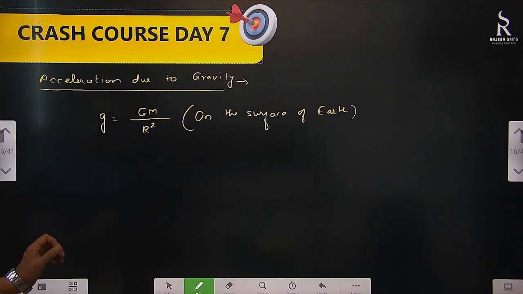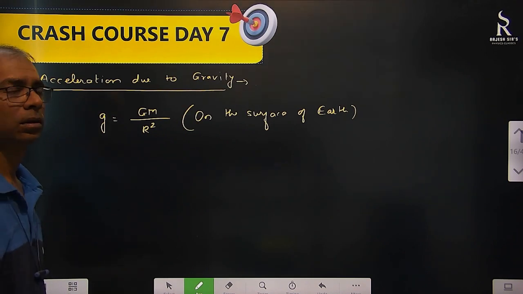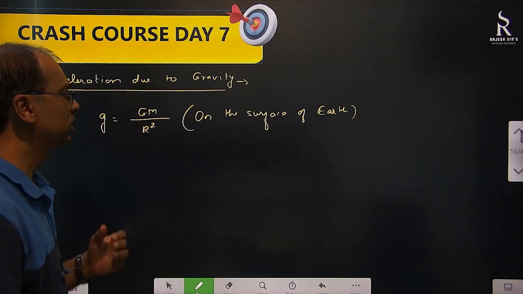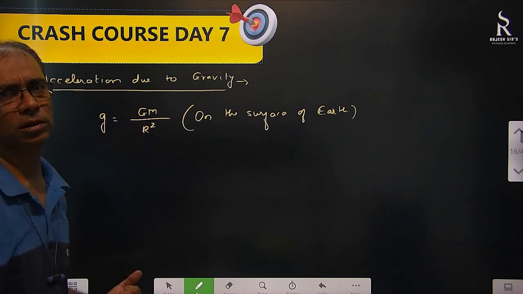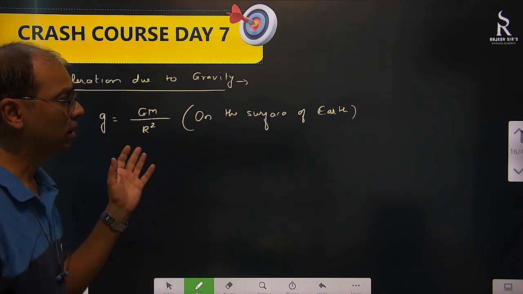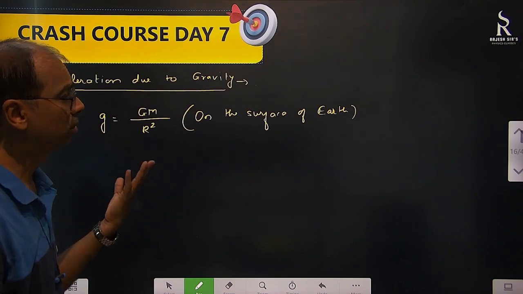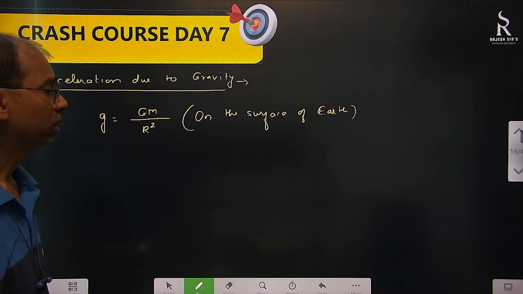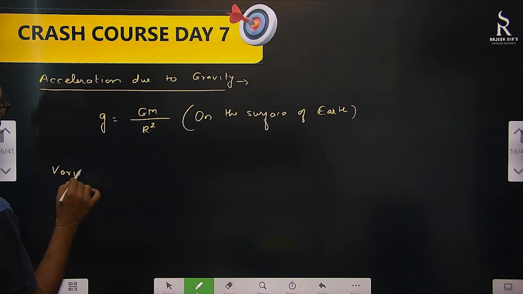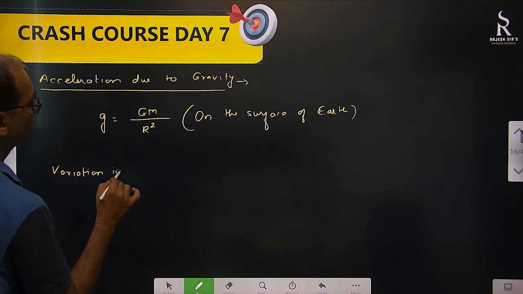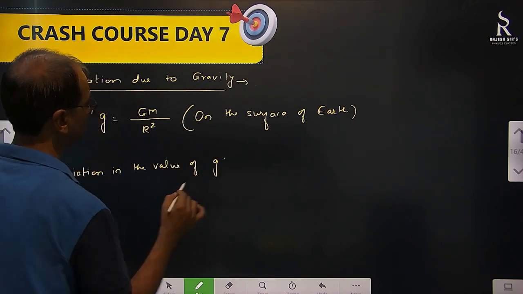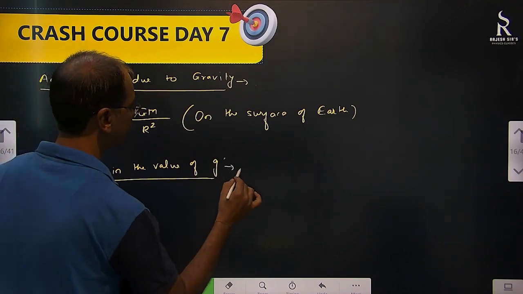Okay, but there are certain variations in this. What variations are there? If you go to a certain height, then the g value changes. If you go slightly below the surface of the earth, it changes. And there is a variation even on the equator, its value is something else, and on the pole it is something else. So that is what we are going to see now: variation in the value of g.